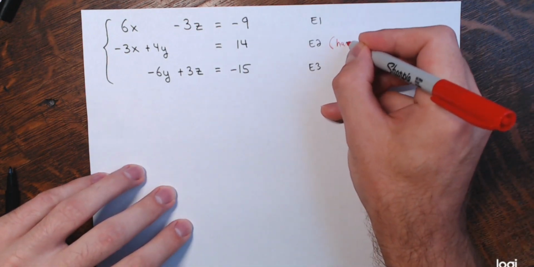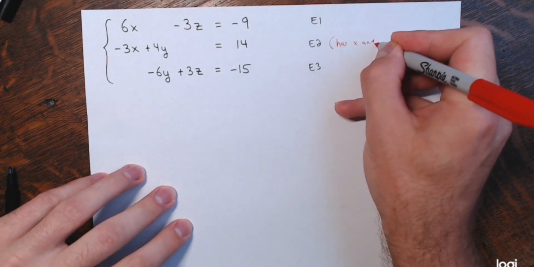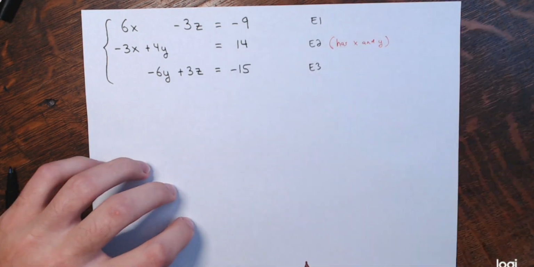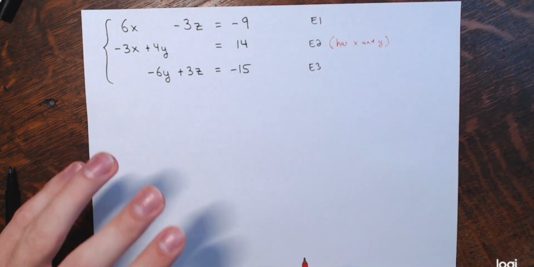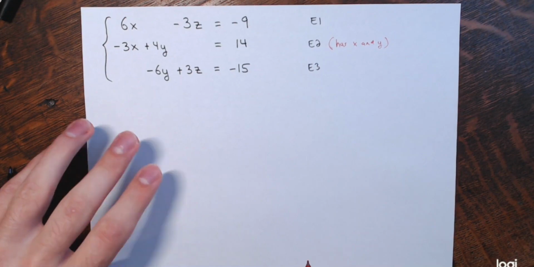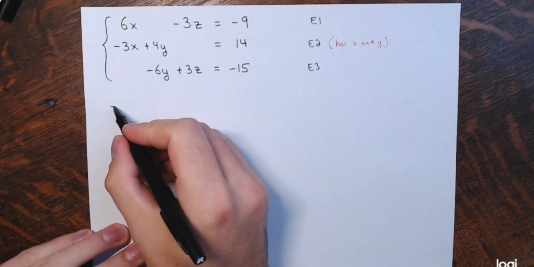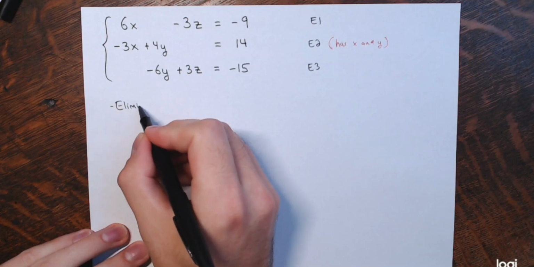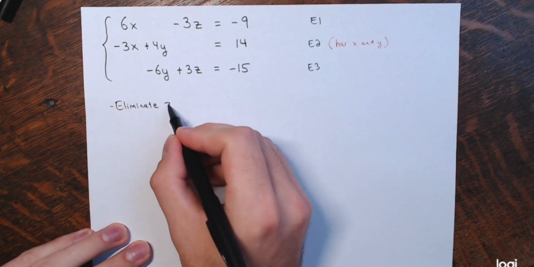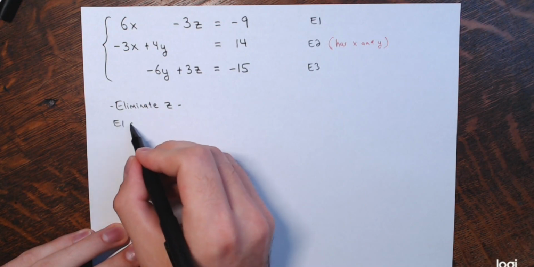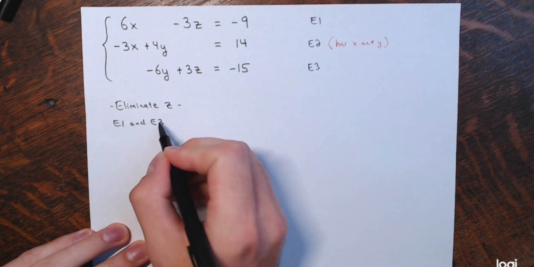This has x and y already, just x and y. And I want to form another equation with just x and y, which I'm not seeing yet, but we can make it easily by eliminating z from equations 1 and 3, because I kept equation 2. And this should be really easy.